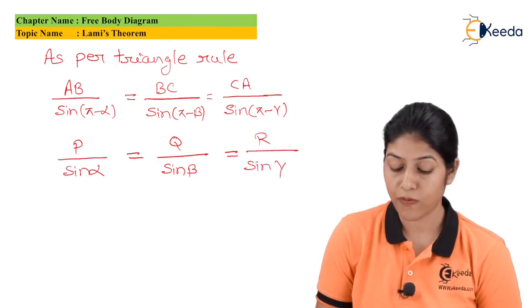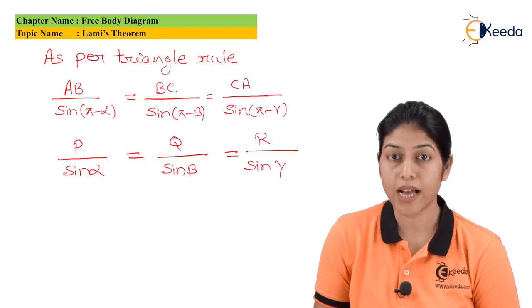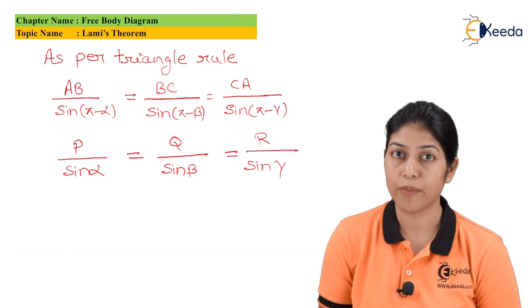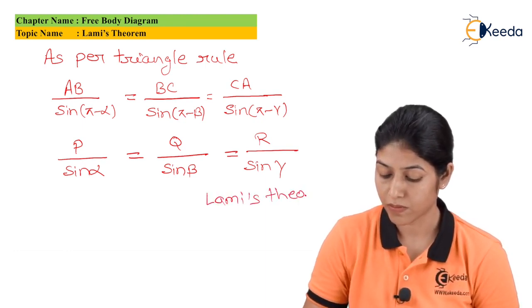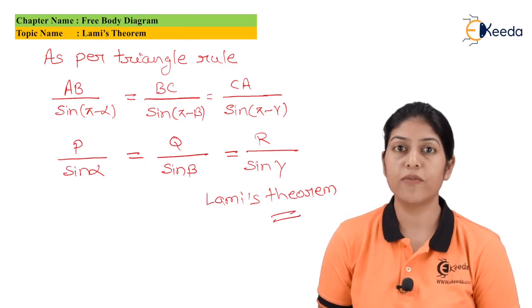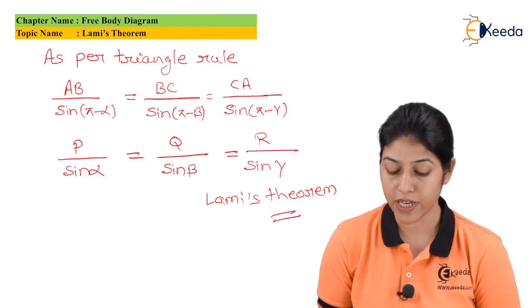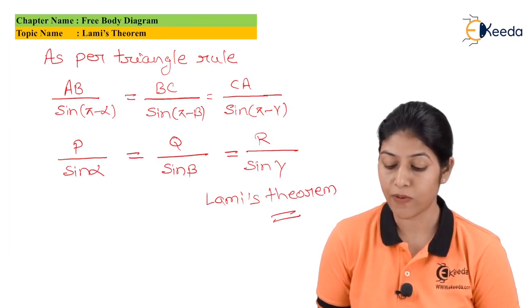P by sine alpha equals Q by sine beta equals R by sine gamma. This equation is representing Lamy's theorem. And with the help of this particular equation, we can find these forces P, Q and R with the help of these angles alpha, beta and gamma.